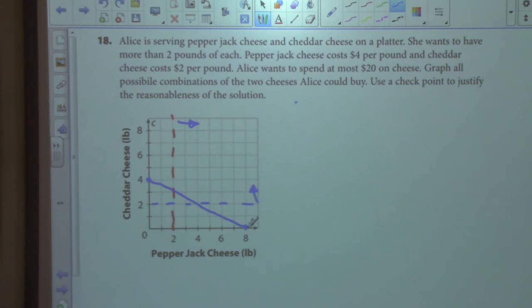So we're at the 8. Which way do we go here? It says no more than $20. She wants to spend at most $20. So down. So is that right? Is this right here, guys? It's in that little box. No. What's wrong? Jaden, what did you do wrong? I think it's the 8 thing.